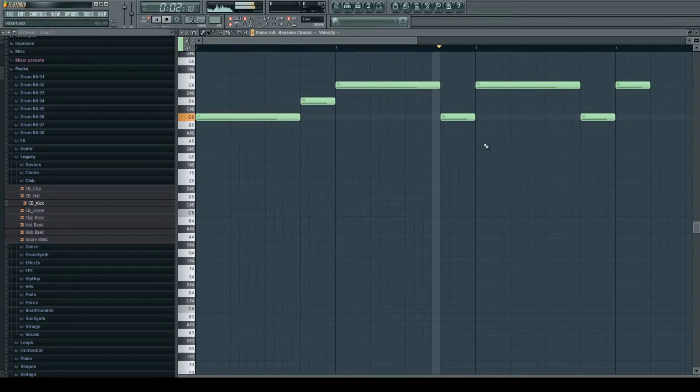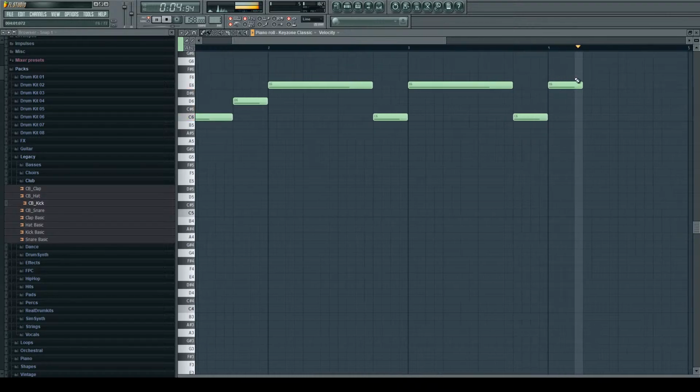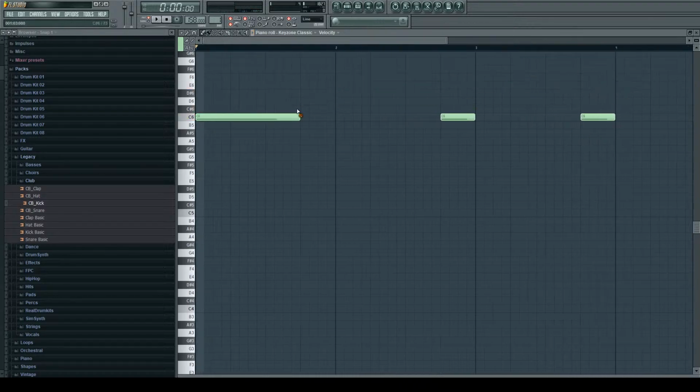Dotted half notes and quarter notes. Okay? So those are the basic ones. Again, I've added dotted half notes. We have just a little review.